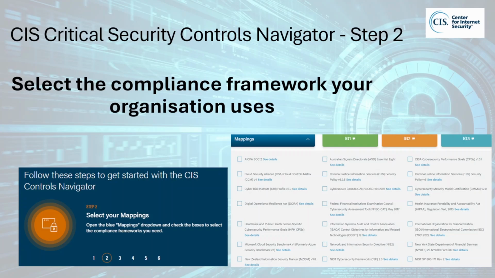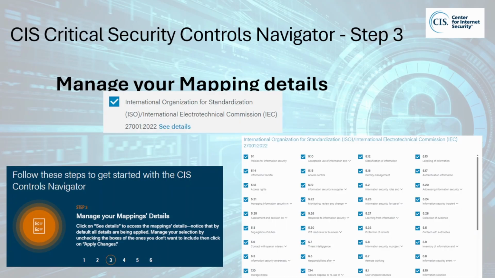For step 2, open the blue Mappings drop-down and check the box to select the compliance frameworks you need, such as NIST Cybersecurity Framework, NIST 800-53, ISO or IEC 27001, PCI DSS, HIPAA, COBIT, and a number of other frameworks. For step 3, click on the See Details option under each of the mappings. You'll see that by default all details are being applied. You can manage your selection by unchecking the boxes that you do not want to include. Once you have finished, click on the X to close the window.